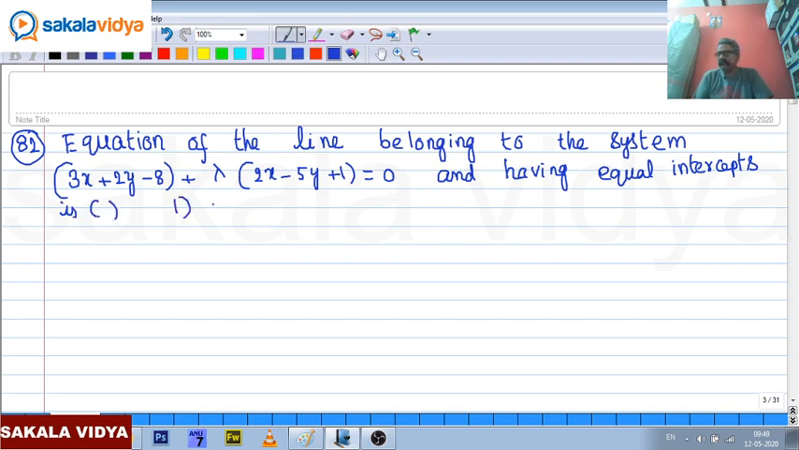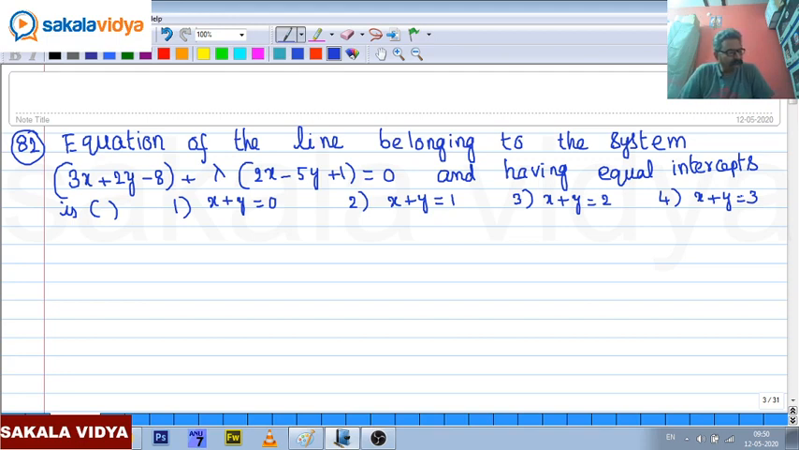First option x plus y equals to 0, second option x plus y equals to 1, third option x plus y equals to 2, fourth option x plus y equals to 3.